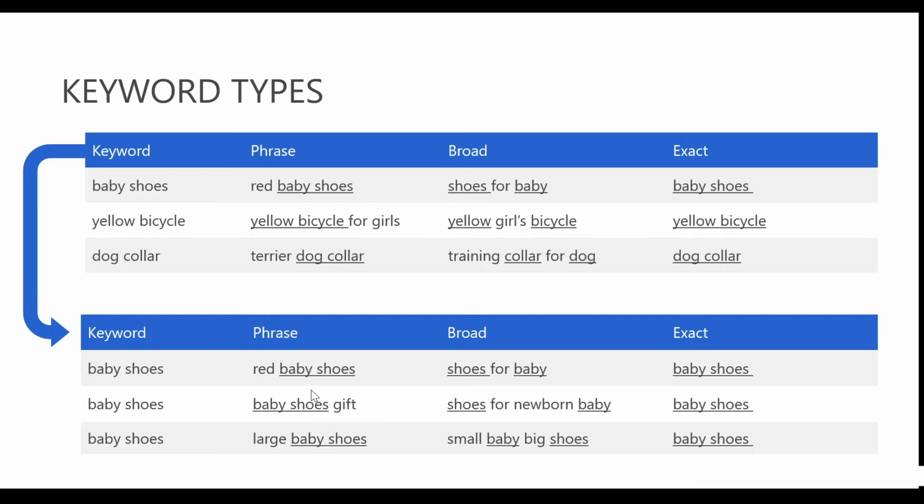So really, if you think about it, and you break it down, phrase and broad match types will theoretically have an infinite amount of search terms associated with them, because there's a lot of variation as long as the search terms are associated, whereas with an exact match keyword, your ad will only serve for one customer search term, and that's going to be that exact match of baby shoes.